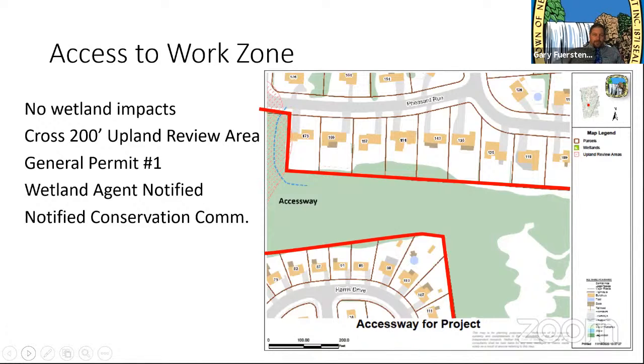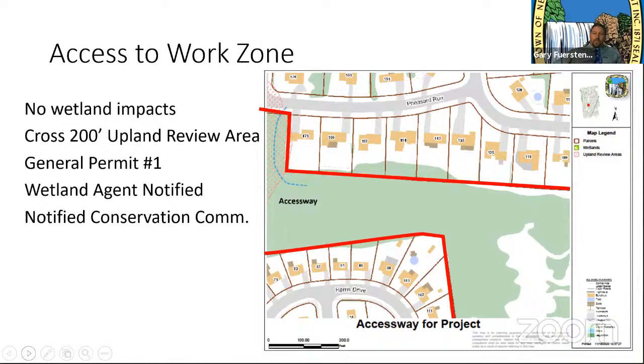Run. We do cross, the blue line is essentially the access way, about 200 feet of upland review area. That is not wetlands. Essentially, upland review areas are areas within 100 feet of the wetland, but we're not in the wetland. We're just crossing part of the upland review area. This work crossing the upland review area would be by general permit number 1.